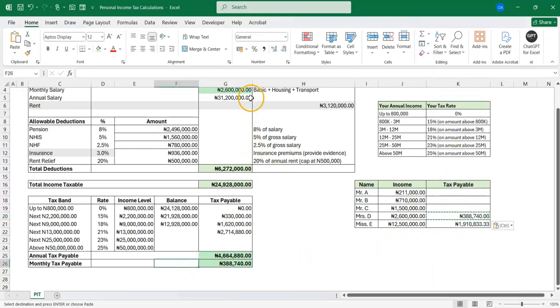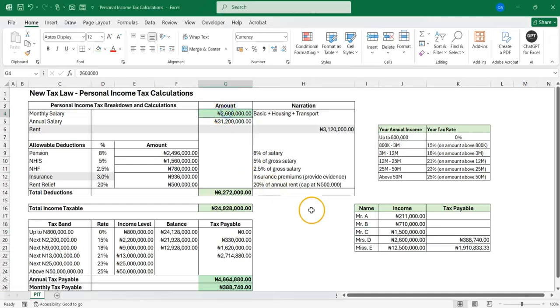And then let's go to the next category of people, which are people that earn between this bracket of money, that is from 12 to 25 million naira annually. So let's see their tax liability. And then in this category we have Mr. C. Mr. C here earns 1.5 million naira monthly. So let's calculate his tax liability.